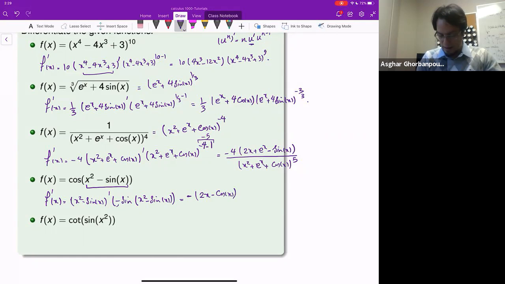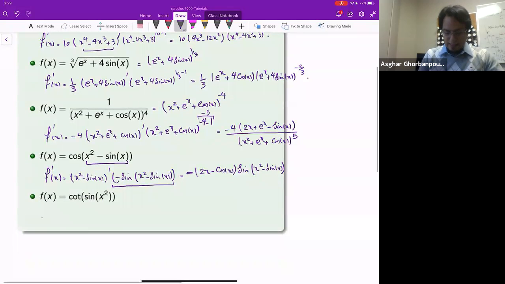times, well, I don't need to put any bracket anymore. This is already differentiated. Sine of x squared minus sine x. There's a minus sign that I put up front.